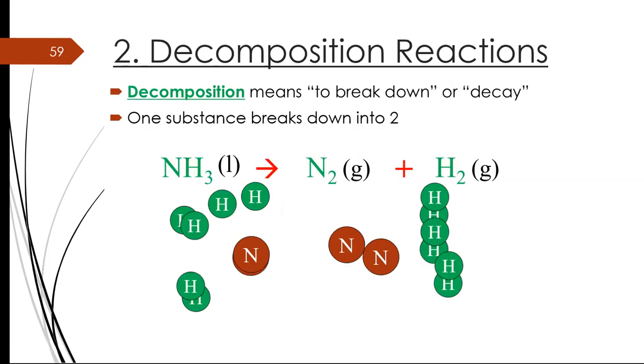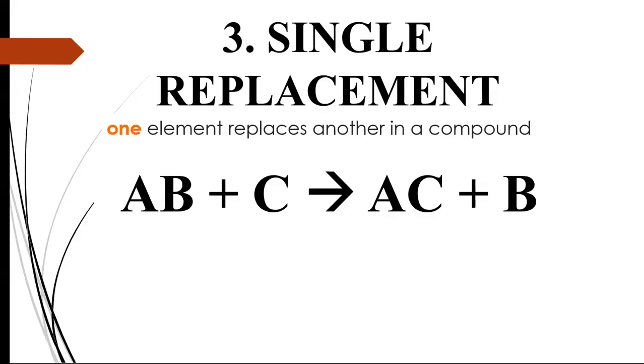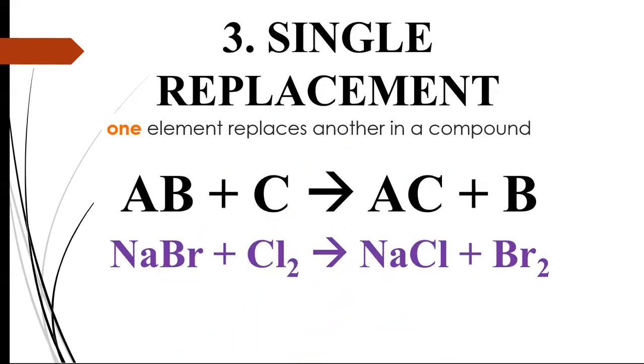There are also two other ones. The first one is called a single replacement. Now, a single replacement means one element replaces another in the compound. So we go from AB to AC, right? So we kick one of those elements out. So that could be something like this with our sodium bromine. And then we swap that out to NaCl.